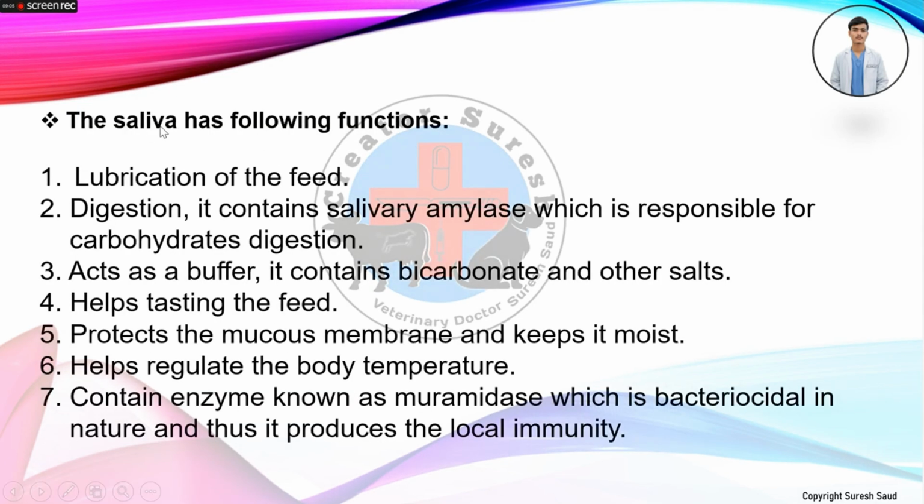The saliva has the following functions. 1. Lubrication of the feed. 2. Digestion. It contains salivary amylase which is responsible for carbohydrate digestion. 3. Acts as a buffer. It contains bicarbonate and other salts. 4. Helps in tasting the feed. 5. Protects the mucous membrane and keeps it moist. 6. Helps regulate the body temperature. 7. Contains an enzyme known as muramidase which is bactericidal in nature and thus it produces local immunity.